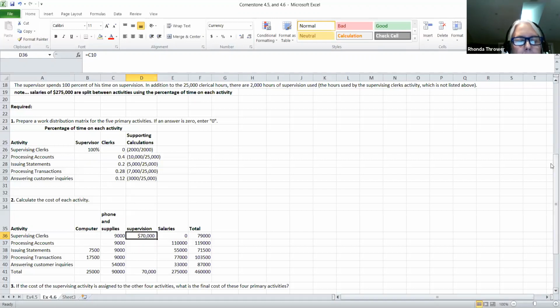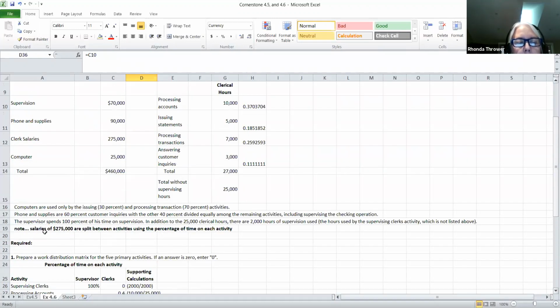All right. And what they should have told you is that the remaining amounts, see, we've taken care of all of these now. This is only when we have remaining. This 275,000 is split between the activities by the percentage of time on each activity. That would kind of make sense. These are clerk salaries, so it could only be based on what the clerks were doing, the clerk's time.